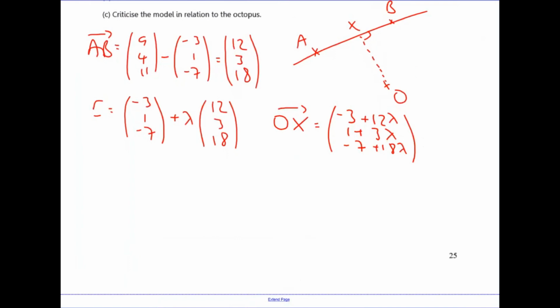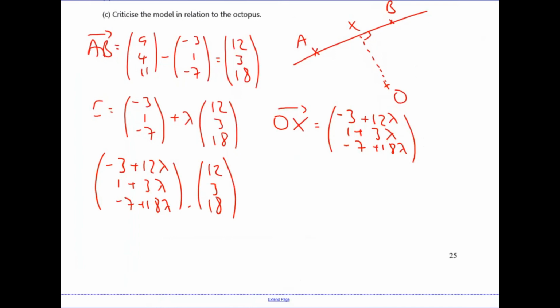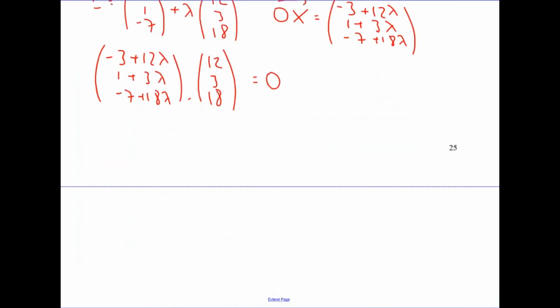Wherever that X is for the shortest distance, I know that it's perpendicular to the direction vector of the line. So if I now do the dot product between this and the direction vector of the line, which is (12, 3, 18), this will be equal to 0 because it's perpendicular. Do this dot product and you get an equation in lambda.